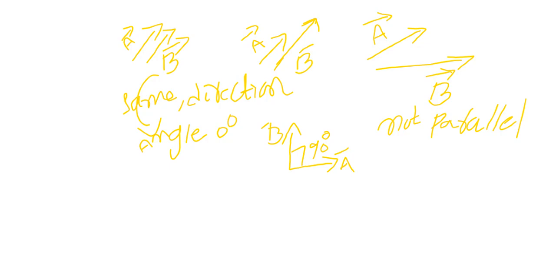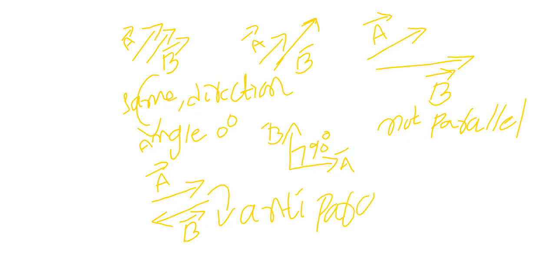Now let us take this. A bar and B bar both have the same magnitude, but the only difference is in their direction. These two are anti-parallel vectors.